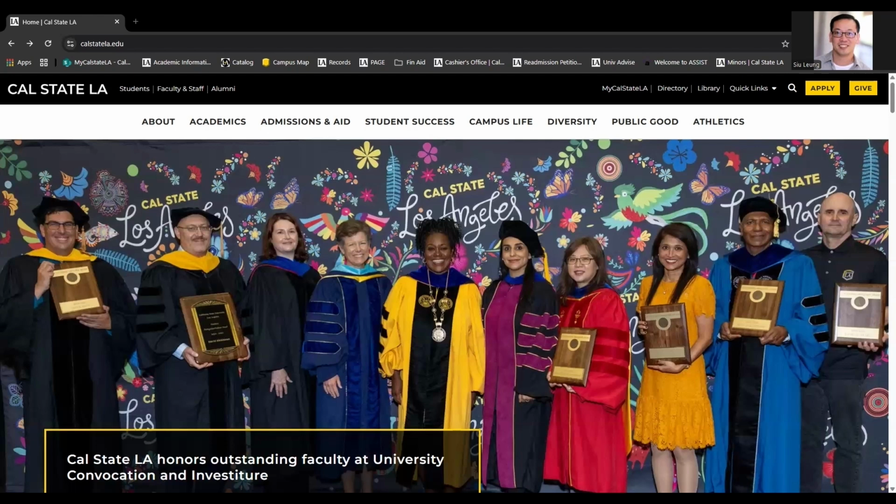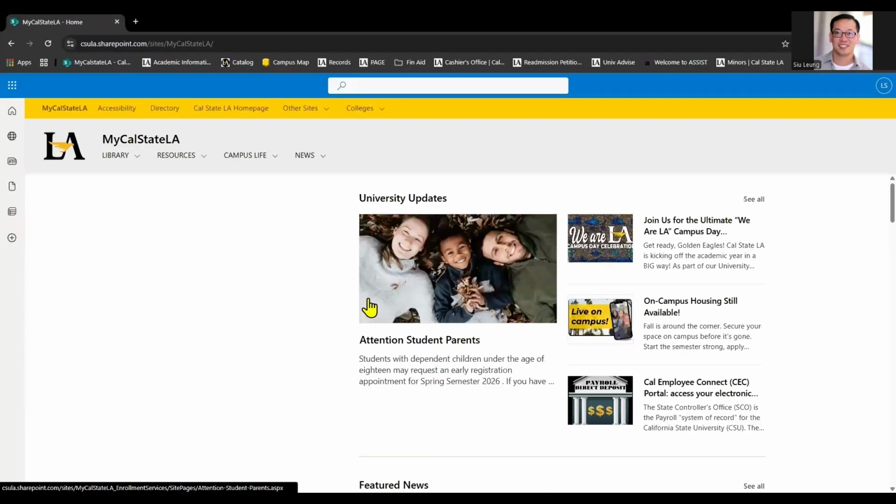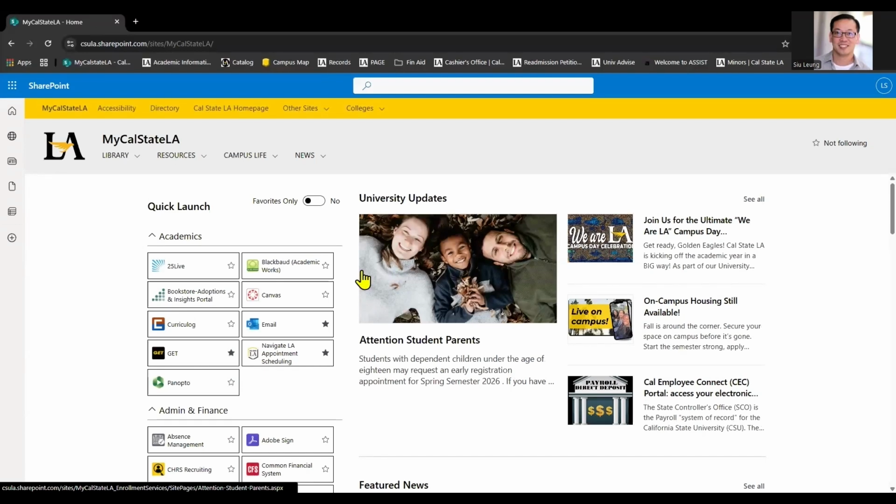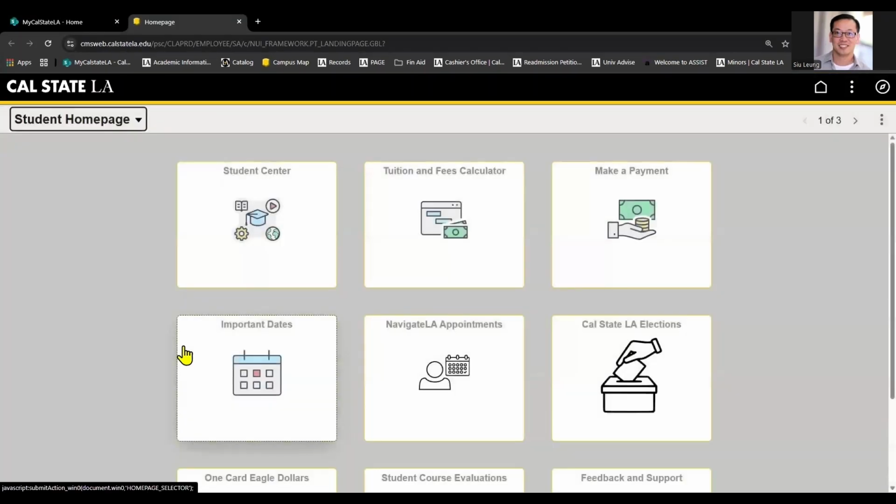So to access CAAR, I'm going to assume that you have access to your My Cal State LA portal. Just go on to the Cal State LA website, calstatela.edu, and on the top bar, you're going to see a My Cal State LA link. Go ahead and click on that, log into your portal. Once you log in, go into the Get account. Find the Get icon and click on that. You might need to do that two-step authentication. But once you're here, go ahead and click on your Student Center.